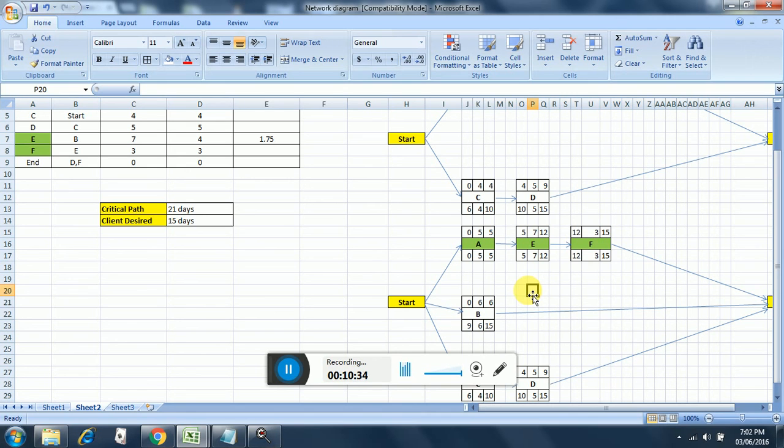So that is how we calculate based on fast tracking and crashing.